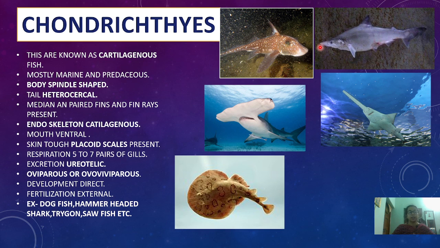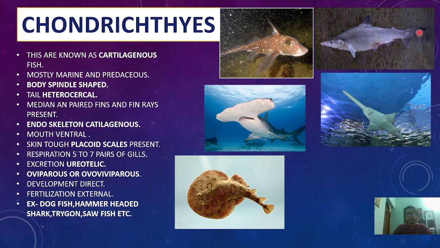Moving to the next, that is the class Chondrichthyes. This class is known as cartilaginous fish. Why are they called cartilaginous fish? Because their endoskeleton is made up of cartilage. They are usually marine and the body is spindle shaped. Spindle shape means the body is fusiform shaped, as well as the tail is heterocercal.